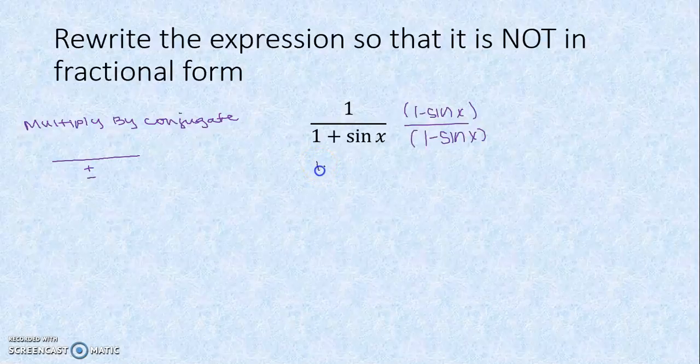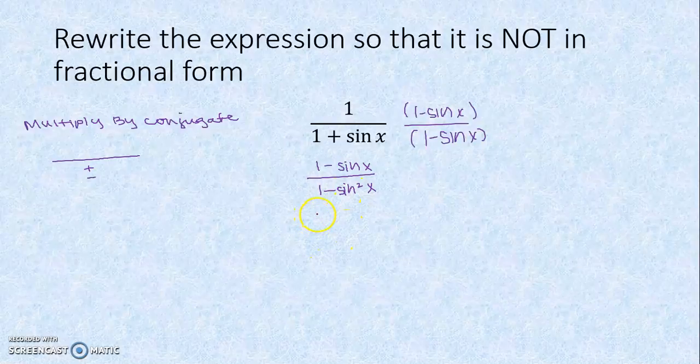In my numerator, 1 times 1 minus sine x is 1 minus sine x. In my denominator, when I multiply that out, 1 times 1 is 1. I'm going to have negative sine x plus sine x, so those will cancel. And then sine x times negative sine x is negative sine squared x. That, by the way, is like the complete backwards working of your factoring difference of two squares.